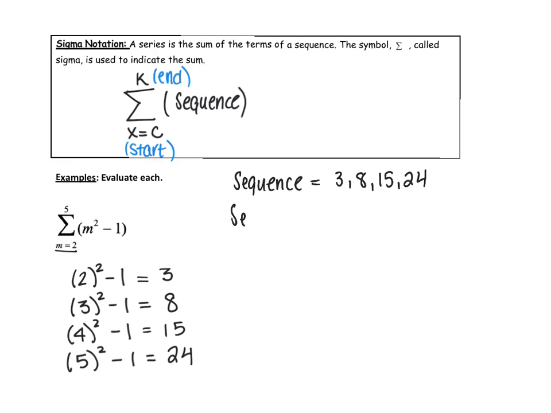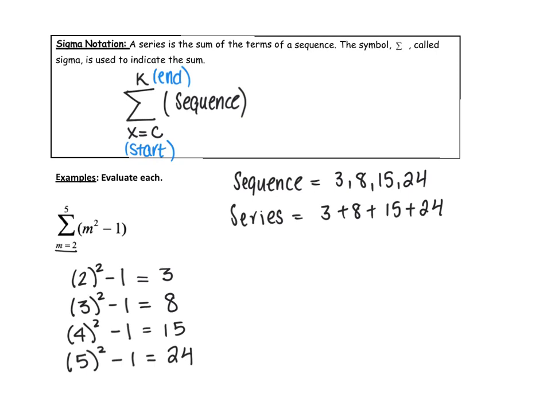And the series is 3 plus 8 plus 15 plus 24. And when you add all of those up, that will be the evaluation of this sigma. So we can write a series in this format instead of like this. So go ahead, take a minute and add these up and then hit resume when you're ready for the answer.